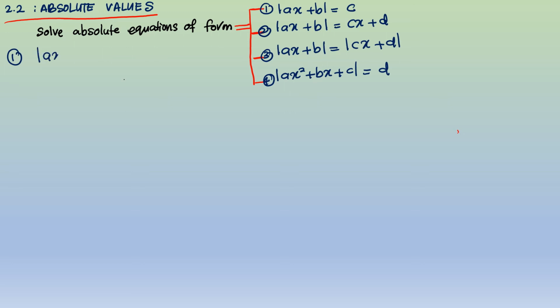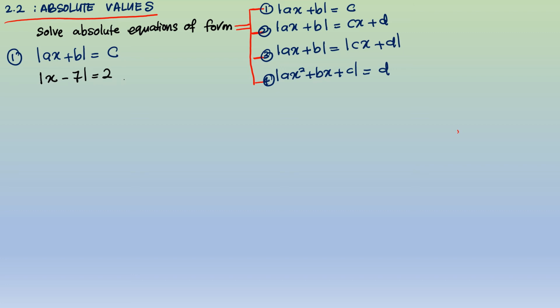We have modulus AX plus B equal to C. Alright, so let's give you an example. For example, you have equation modulus X minus 7 equal to 2.